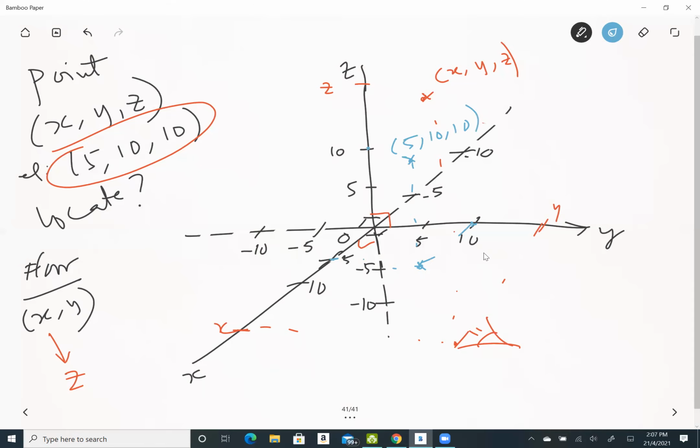Now I want you to locate another point. Locate 8, 15, negative 10. I want you to locate that point and tell me where the point is. I'll give you 1 minute to do it.